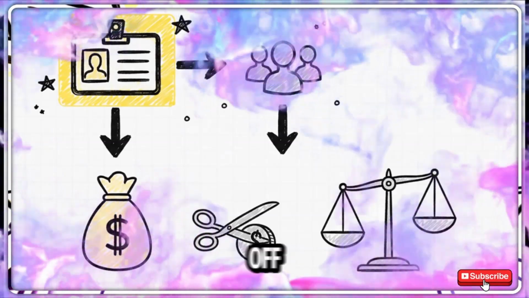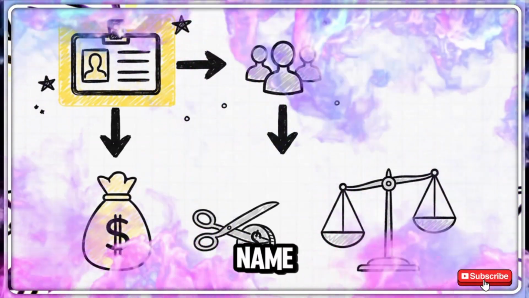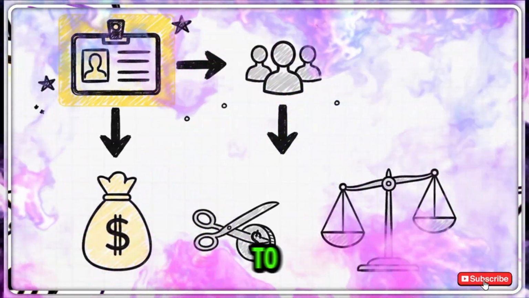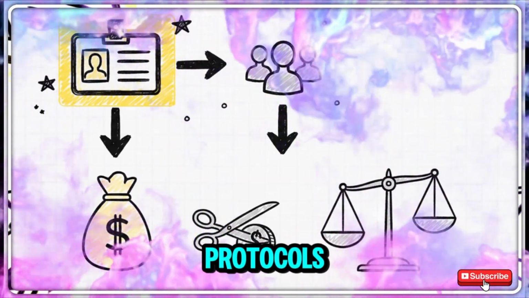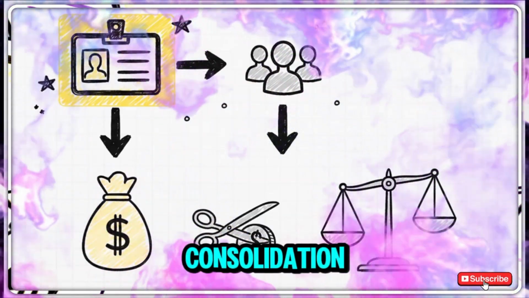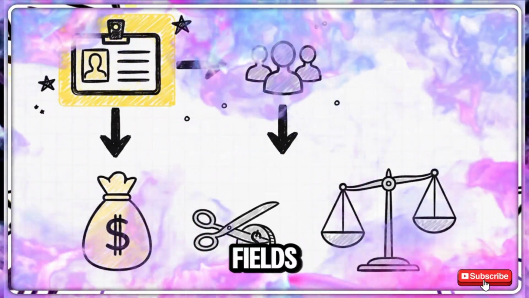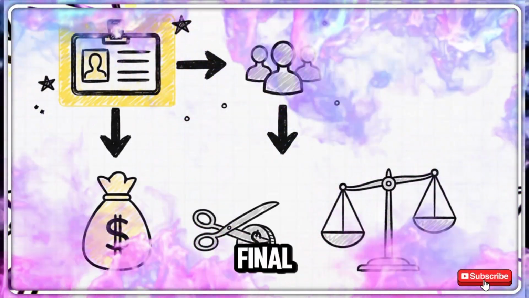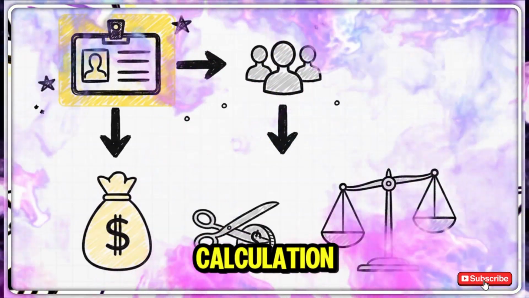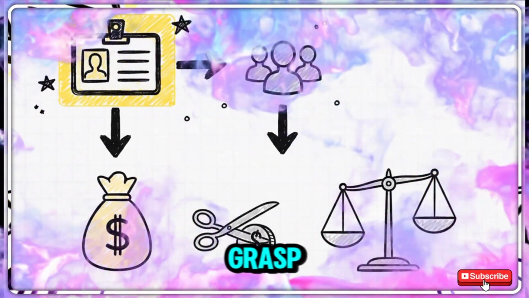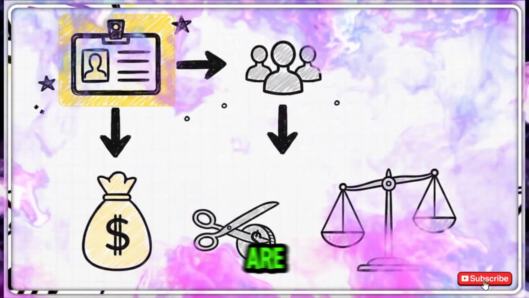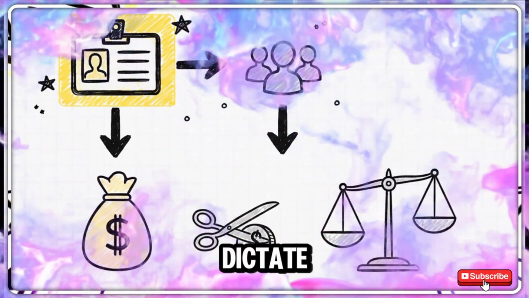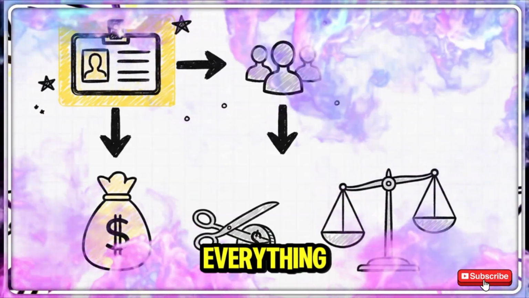It kicks off with core identification, your name, your numbers, permanently linking you to the federal databases. Then, boom, right into filing status protocols. From there, it pulls in your income consolidation, applies specific deduction fields, and finally spits out your final liability or refund calculation. Now, what's absolutely crucial to grasp here is that those first 2 points, identification and filing status, are the non-negotiable variables that dictate the entire logical flow of everything that follows.